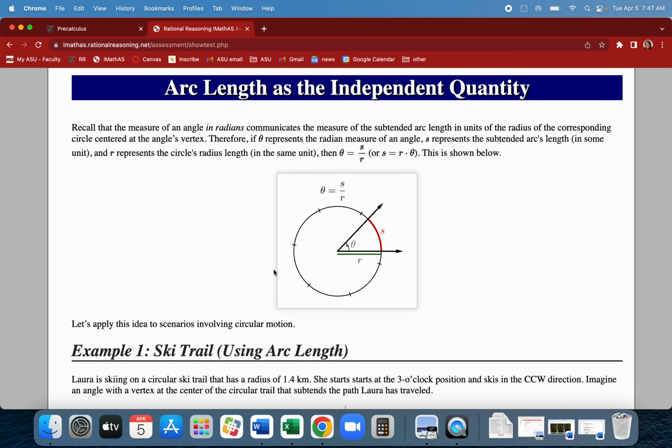suppose that instead of having an angle as the part that I know, I have an arc length. Like she knows how far along the trail she's gone because she's got her Garmin watch on or whatever. She's like, oh, I've traveled 3.2 kilometers along this trail. If we want to know where she is, we should be able to figure that out also.